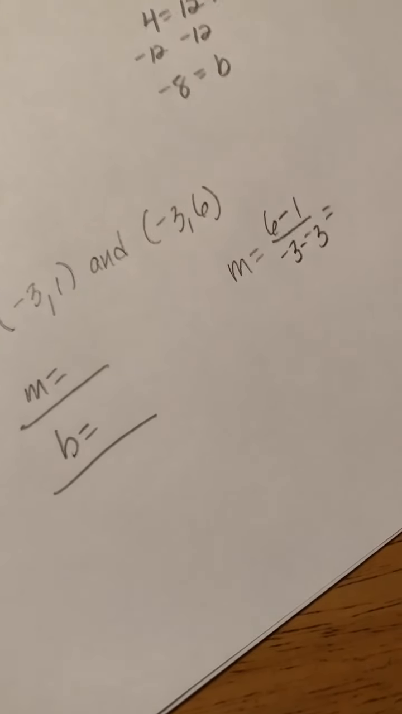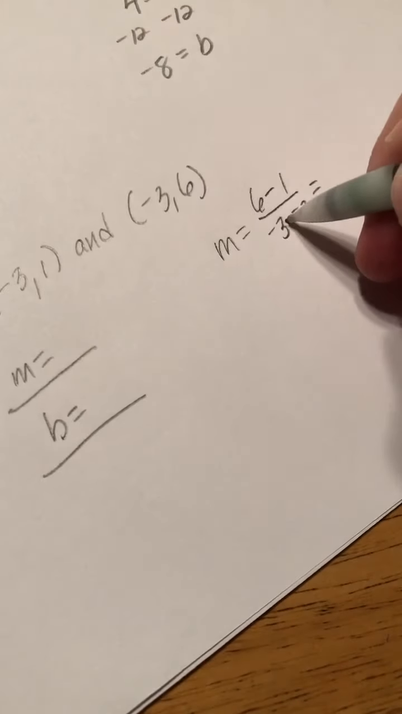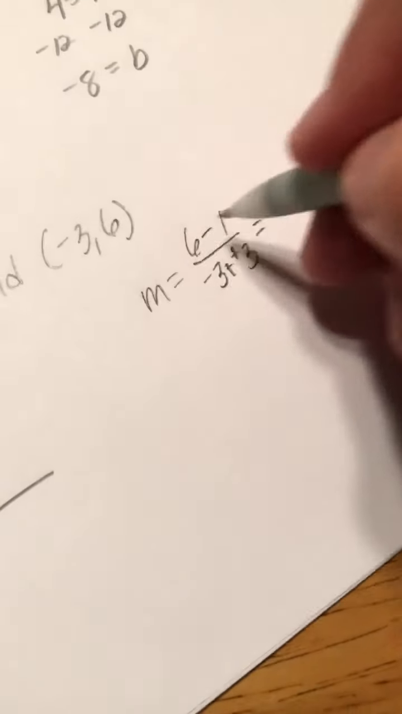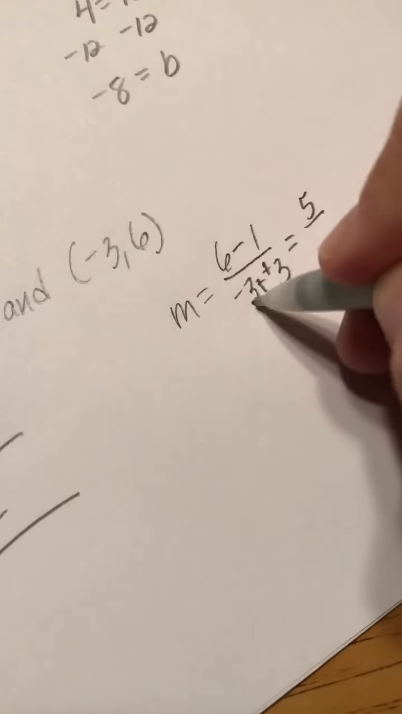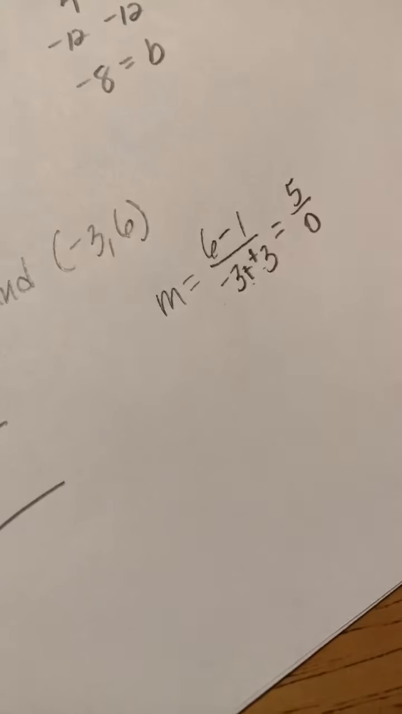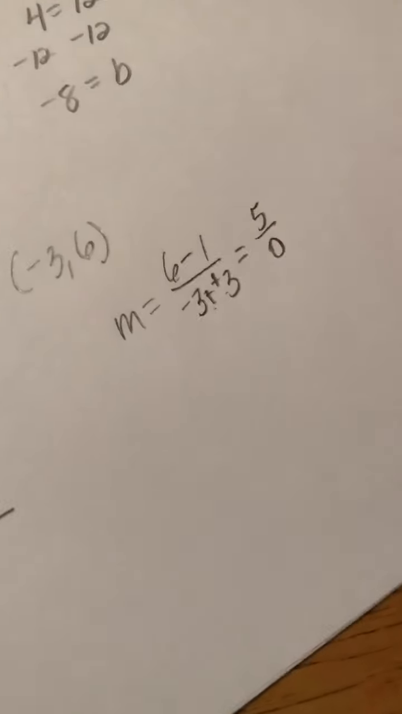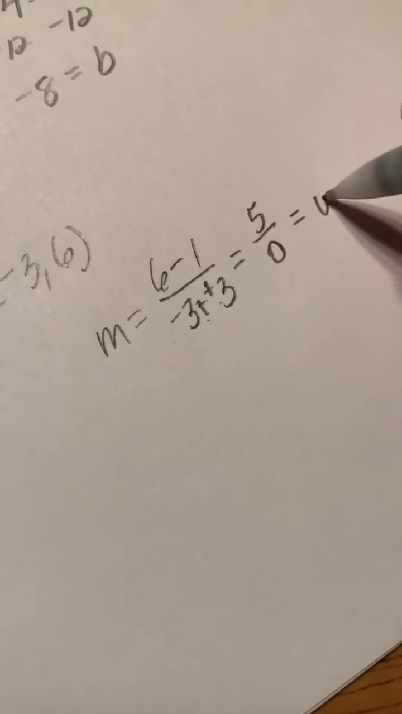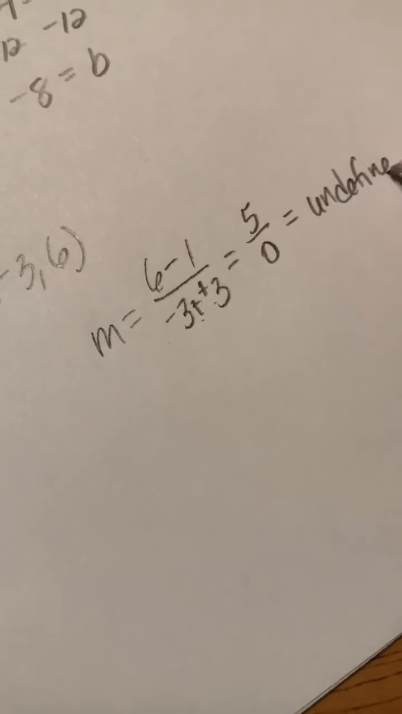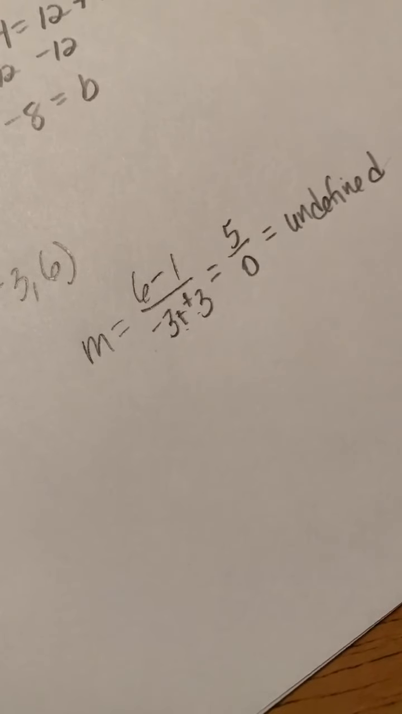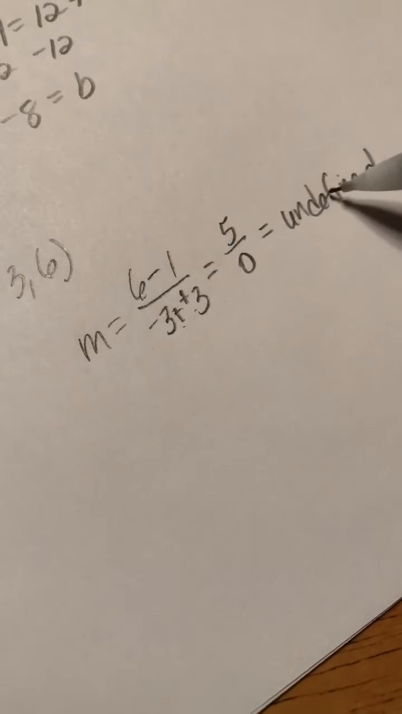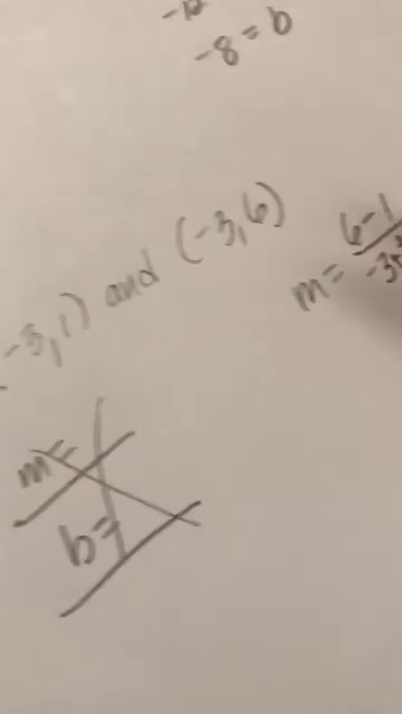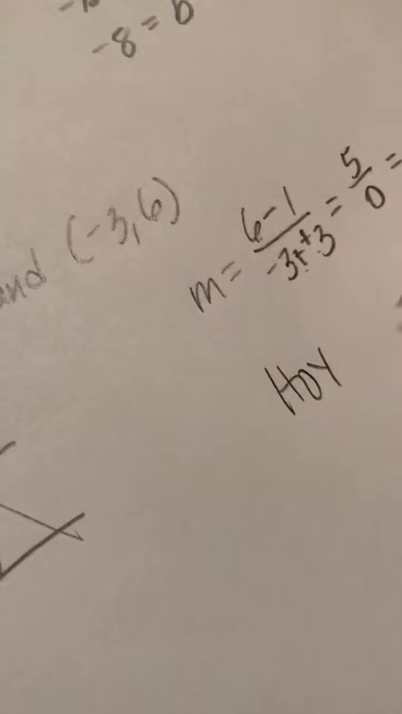And hopefully some of you that are working a little faster have stopped at this point, because when we go to plus a positive, 6 minus 1 is 5. -3 plus 3 is 0. Well, we've had this happen before. When the 0 is on the bottom, remember our slope is undefined. And remember I said yesterday, if slope is ever undefined or 0, we don't need to fill out our M and our B.